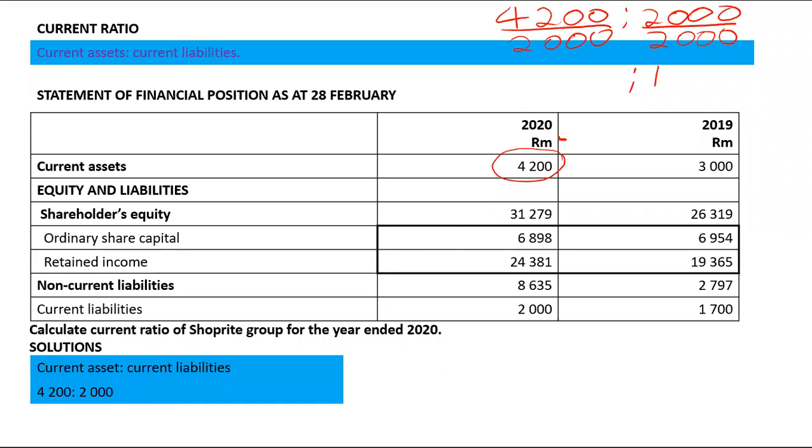What will be my assets? What is 4.2 divided by 2? It's 2.1. Now tell me, what does this say about this business? Doesn't it mean that they have more assets than liabilities? But which assets? Current assets.